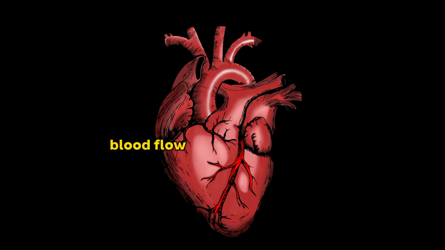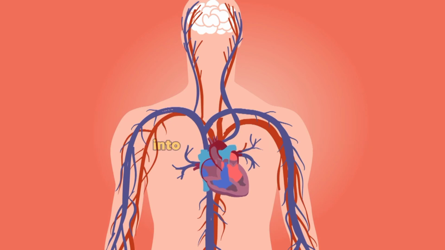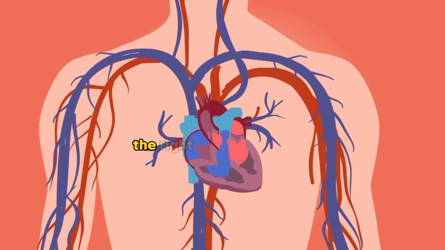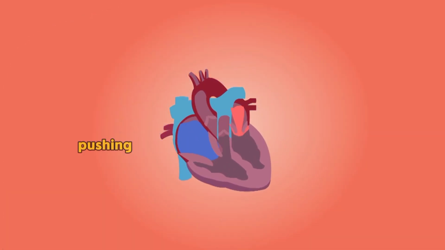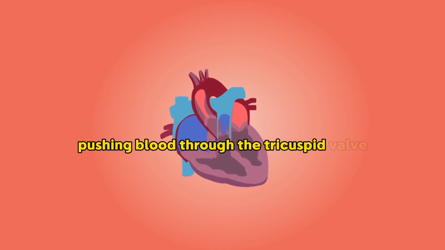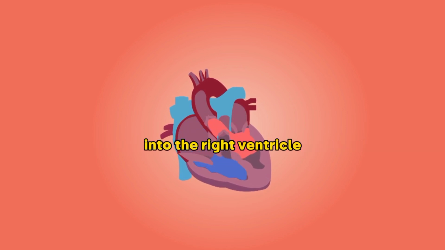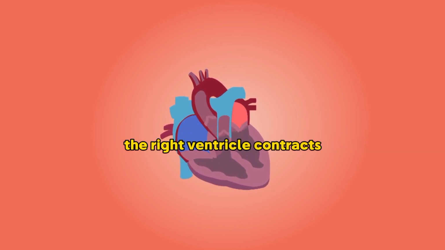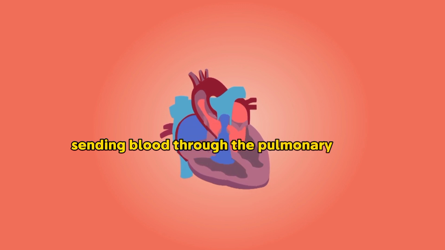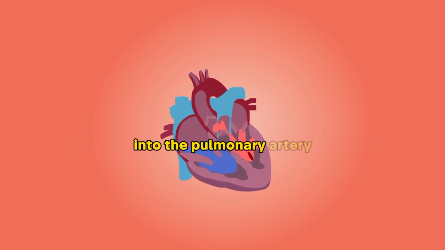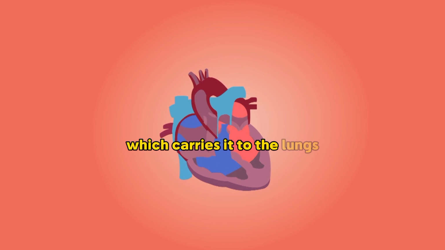Blood flow. Deoxygenated blood, rich in carbon dioxide, returns from the body through the superior and inferior vena cava into the right atrium. The right atrium contracts, pushing blood through the tricuspid valve into the right ventricle. The right ventricle contracts, sending blood through the pulmonary valve into the pulmonary artery, which carries it to the lungs.